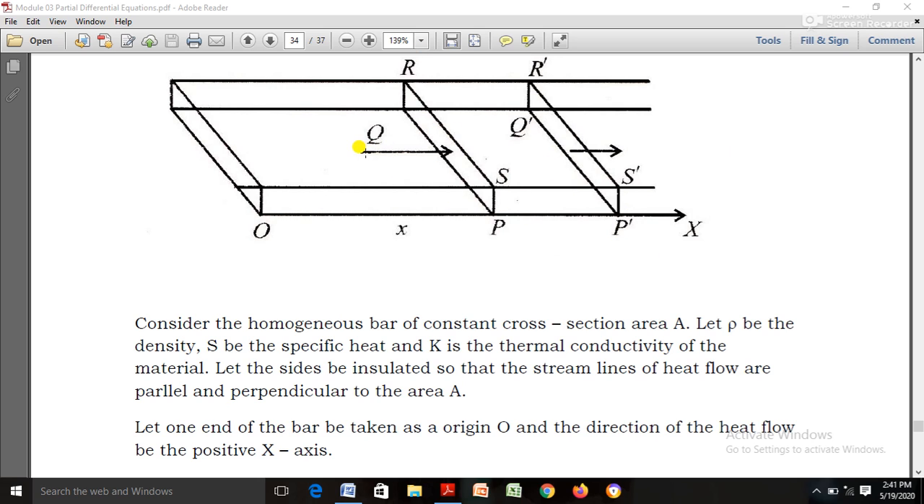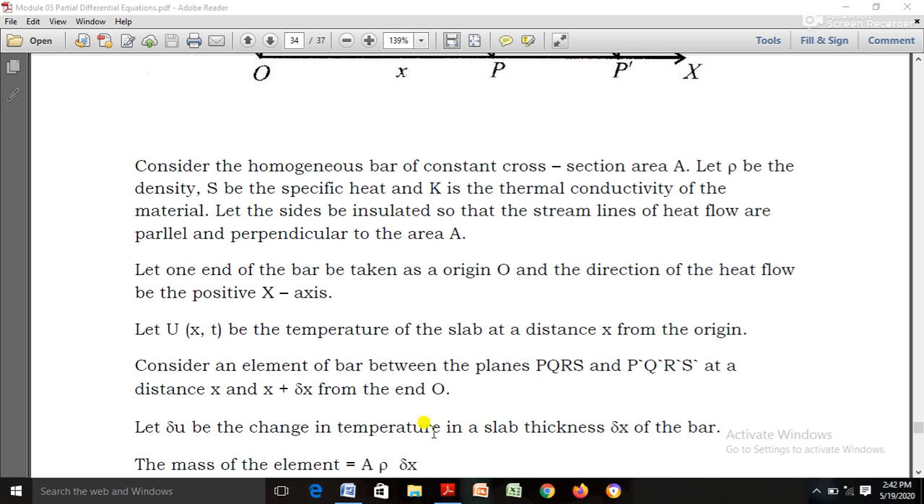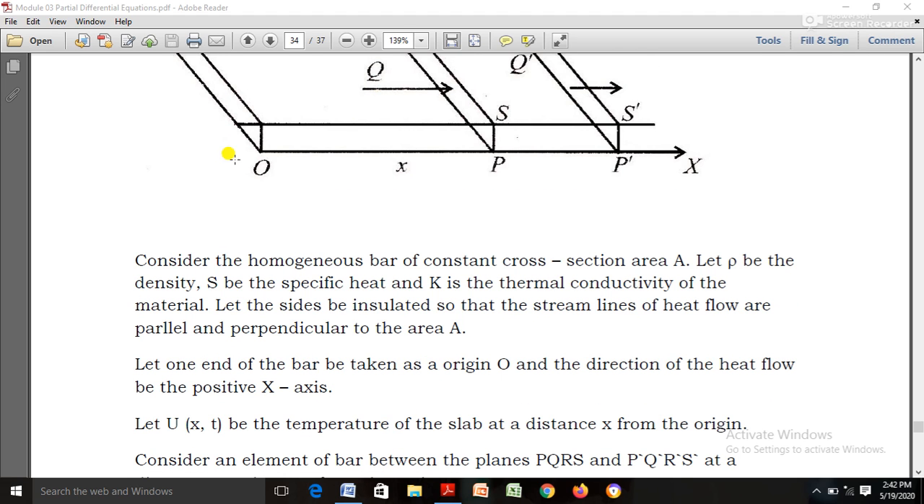So let us transfer the heat from this end and check the heat outflow, and what is the heat absorbed in this area. We check using this. Let one end of the bar be taken as the origin, and the direction of the heat flow along the positive x-axis. The heat will flow along the positive x-axis. Let u of x, t be the temperature of the slab at a distance x from the origin.